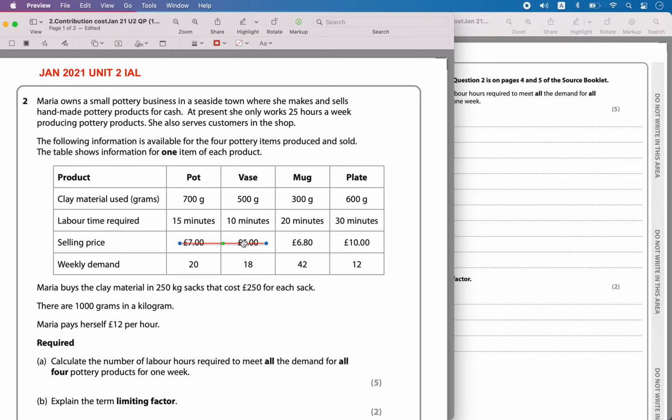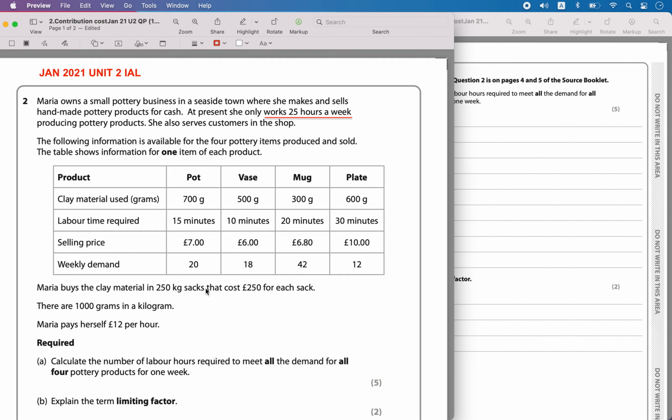Okay, so this factor is very important. She only works for 25 hours a week, and she also serves customers in the shop. The following information is available for the pottery items produced and sold. The table shows information for one item of each product. So here it is given the clay material used, labor time required, the selling price and the weekly demand. She is selling four types of products: pot, vase, mug and plates.